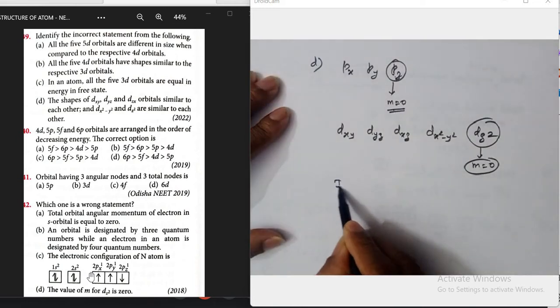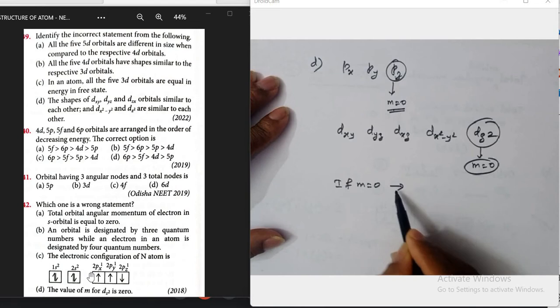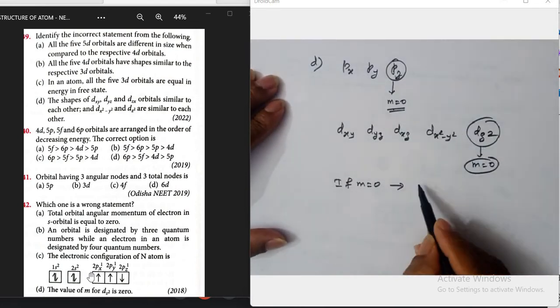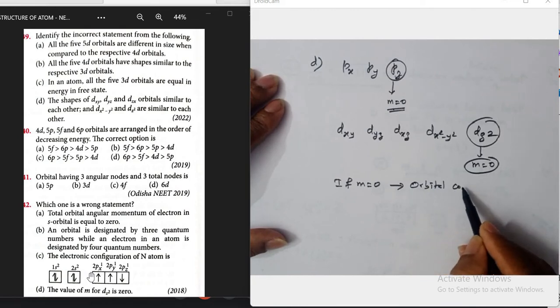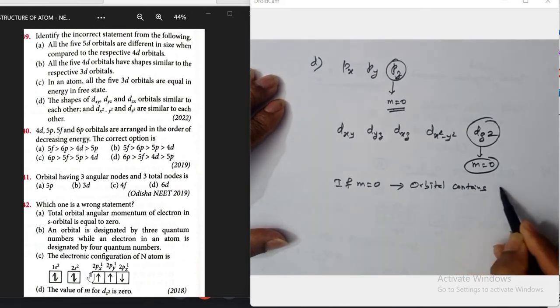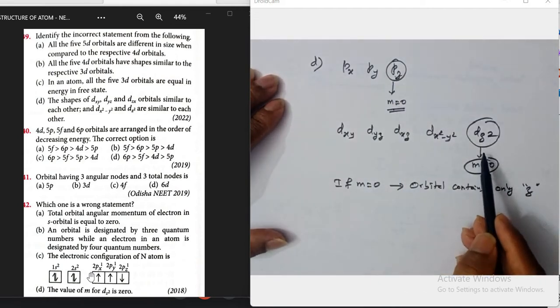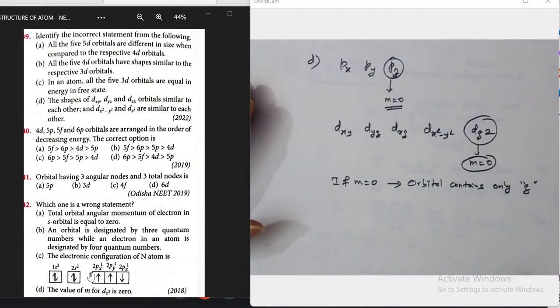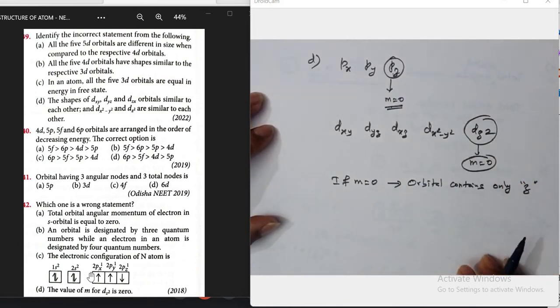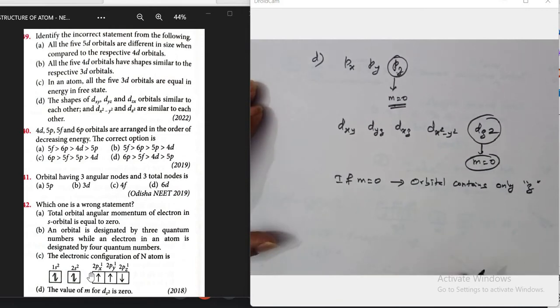If m equals 0, then the orbital symbol should contain only z, either pz or dz square. If you go to the f subshell, you will get fz cube. So that is for m equal to 0. Remember this. So for question number 42, the correct option is C, because that option is a wrong statement. Clear?